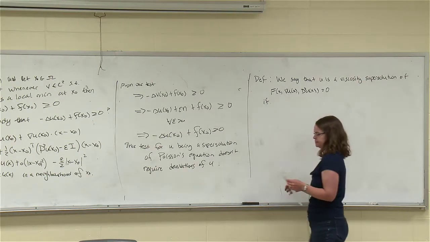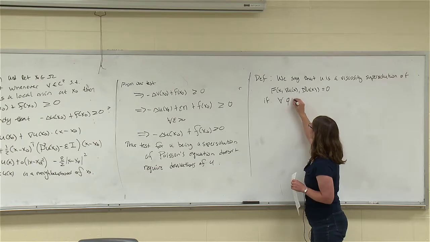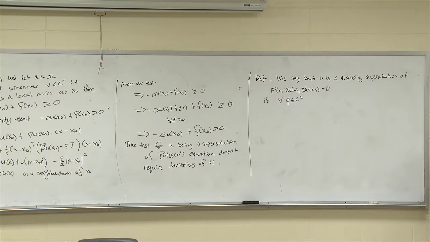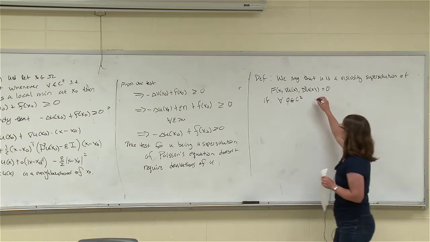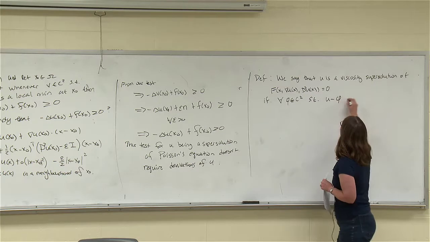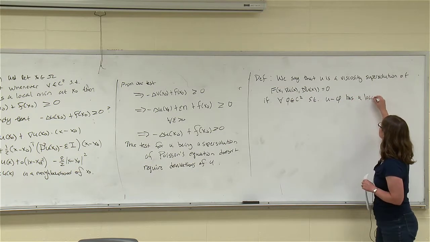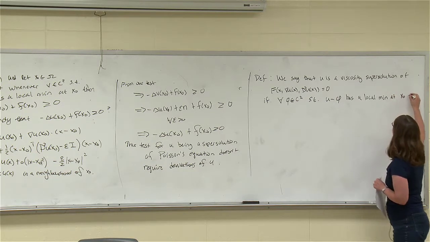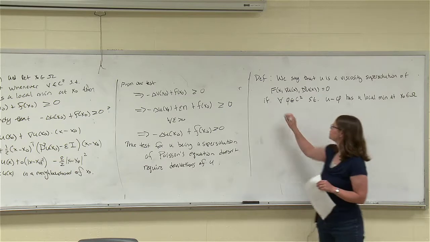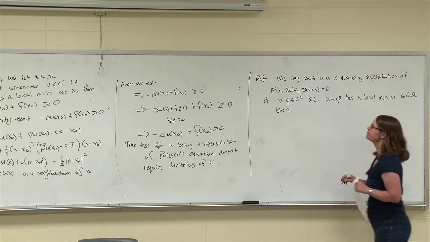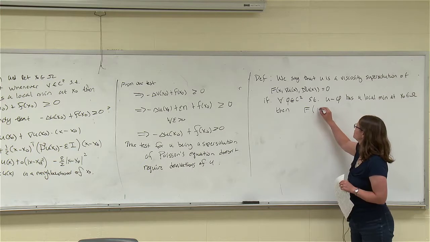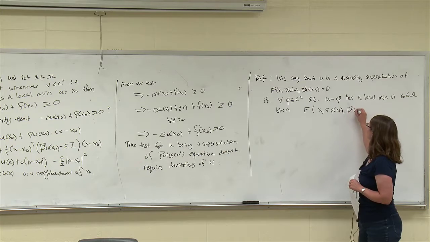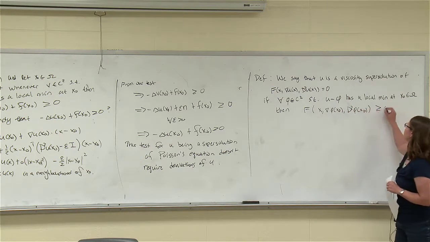If, for every smooth function phi such that u minus phi has a local min at some x naught, then automatically, if we plug phi into this operator, we get the correct sign.